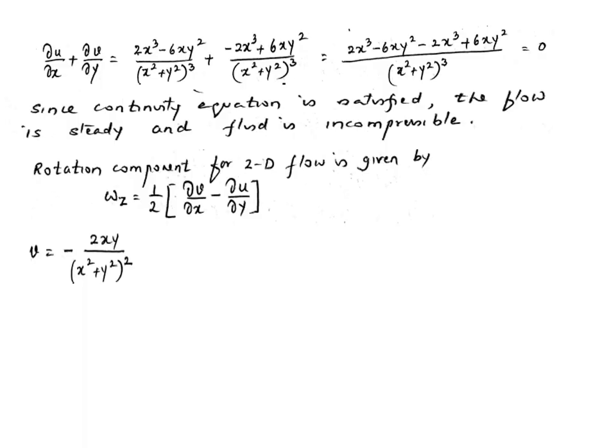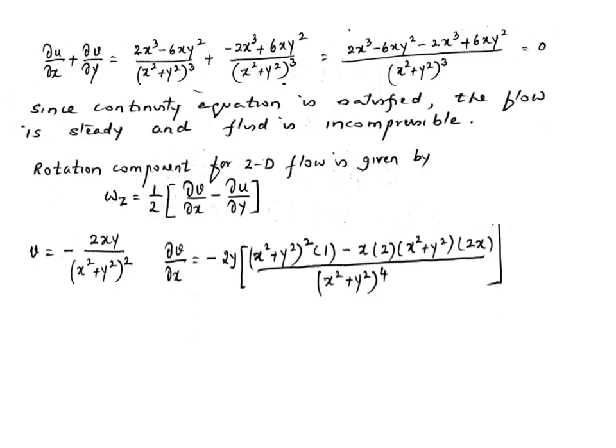Now taking v and differentiating with respect to x, again you can find that minus 2y is a constant. So the numerator is a function of x and the denominator is also a function of x. So therefore when you take ∂v/∂x, minus 2y is taken out, then the denominator times the differentiation of the numerator, so the differentiation of x is 1, minus the numerator, that is x, times the differentiation of the denominator, which is 2 times (x² + y²) times 2x, divided by the denominator squared. Simplifying this, we take out (x² + y²), and it will become (x² + y²) cubed here.